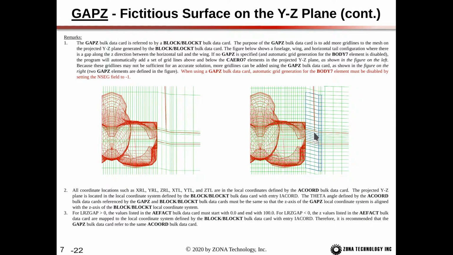And then between the wing and the tail, you can see we've added these grid lines. And then above the wing, we've added these grid lines. Below the tail, we've added these grid lines. So now we get a much better looking mesh using the gap Z. So as I said, usually when you have a C-Aero 7 and a body 7 in the same block, you'll need to use a gap Z to have good grid spacing above and below the wing.